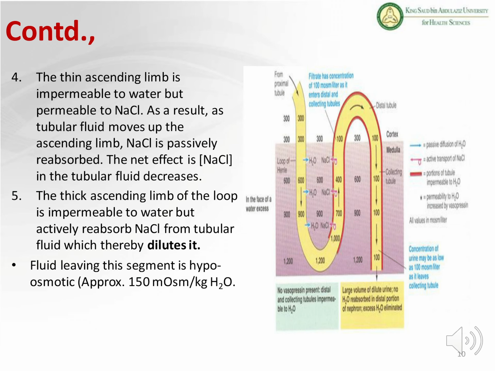The thick ascending limb in the loop of Henle is impermeable to water, but actively reabsorbs sodium chloride from the tubular fluid, which thereby dilutes it. So the fluid leaving the segment becomes hypoosmotic, at approximately 150 milliosmol per kilogram of water.